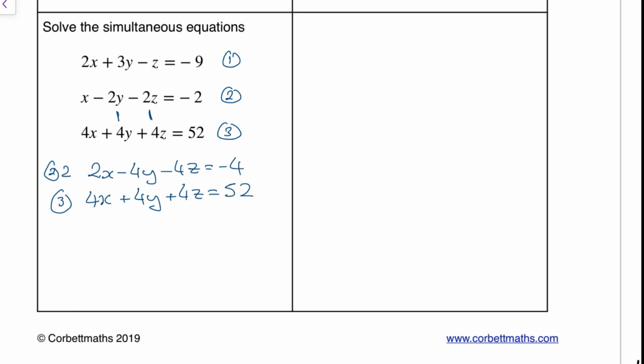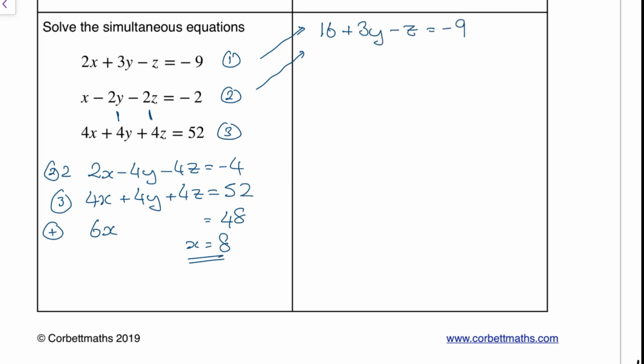Hopefully everyone has seen why I'm doing this. Is equal to 52. And then because I've got 4y and 4z and minus 4y and minus 4z, I'm going to add these equations together, which is going to tell me that 6x is equal to 52 minus 4, which is 48. And 48 divided by 6 is 8, which means I have that x is equal to 8. Excellent. Then I'm going to put that 8 into equation 1 and equation 2. So I'm going to do the step in between. So 2x is 16. So 16 plus 3y minus z is equal to minus 9. And equation 2 is 8, which is the x, minus 2y minus 2z is equal to minus 2.